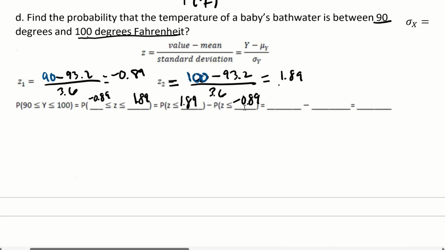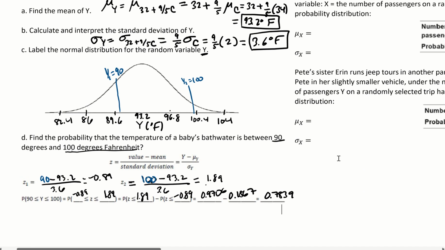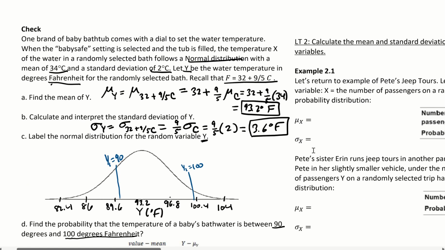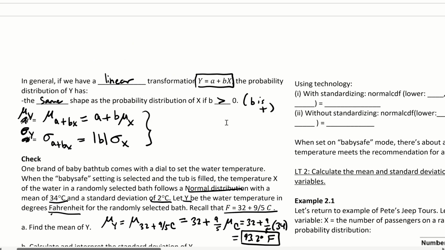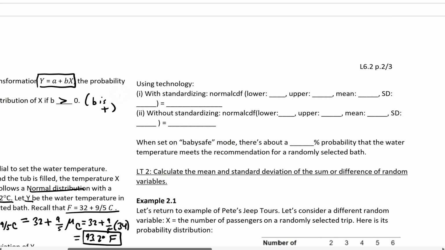All right, let's go ahead and do that. We get 0.9706 minus 0.1867, which is 0.7839. Now we're going to show you this with technology. Most of the time this is what you would use, but they do give you the table on the AP exam. We'll show you how to do this with technology real quick, just to make sure you get it.